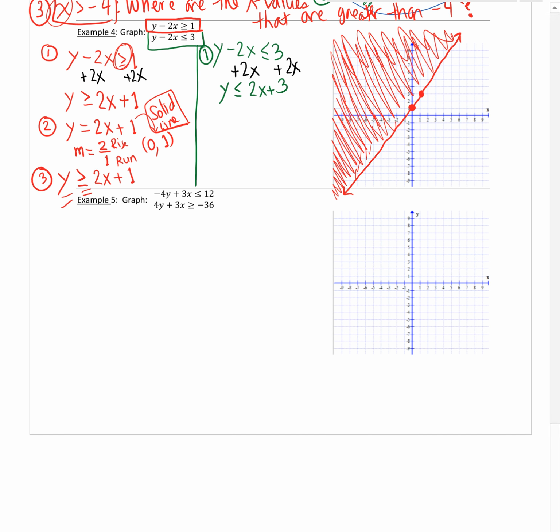But if in the process of solving for y, I did divide both sides by a negative number, or multiply both sides by a negative number, then you would have to flip it backwards. So there's my inequality. Alright, looking good.